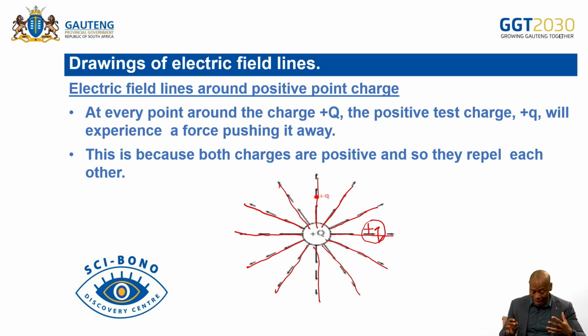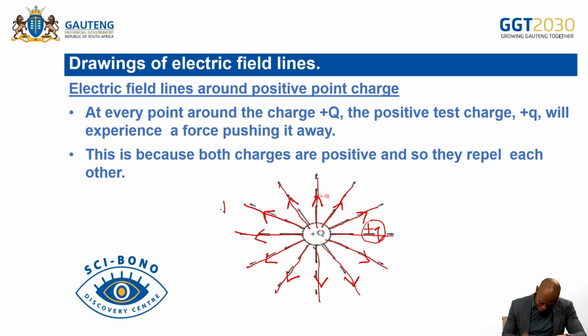Then get the direction of the force. Will this positive test charge move towards or away? It will move away. So that away direction is also the direction of the electric field. It will move away, move away, move away. So this will be the direction of the electric field around this positive electric charge. I hope it's making sense.